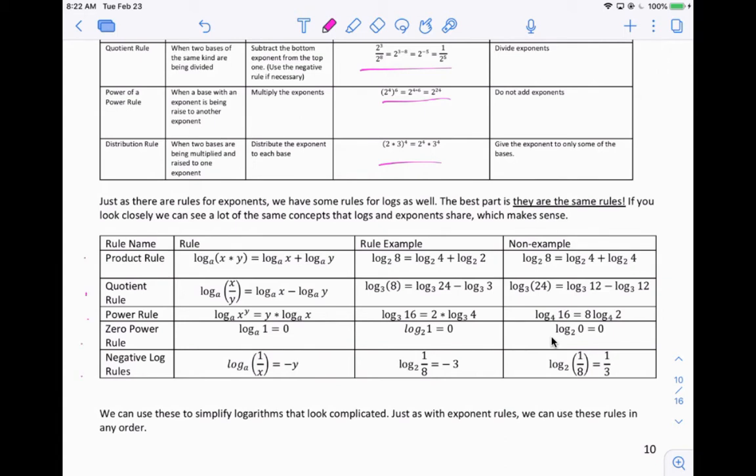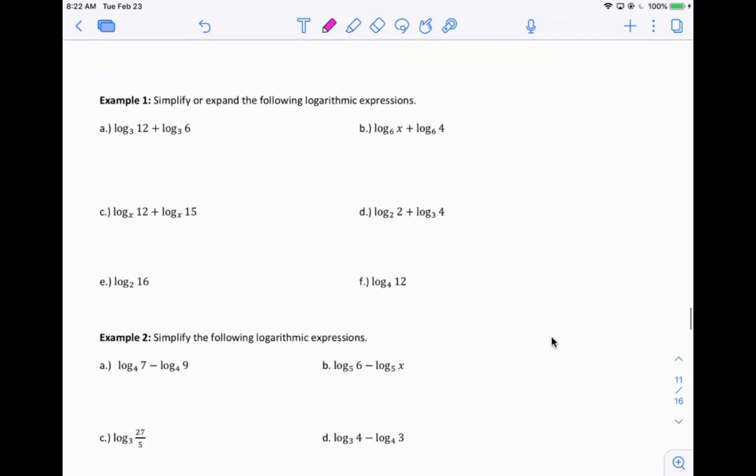Let's look at them in context, though. Staring at these in the graph is not going to be very helpful. So go on ahead and head on over to the next page. Let's look at example 1. We've got log base 3 of 12 plus log base 3 of 6.